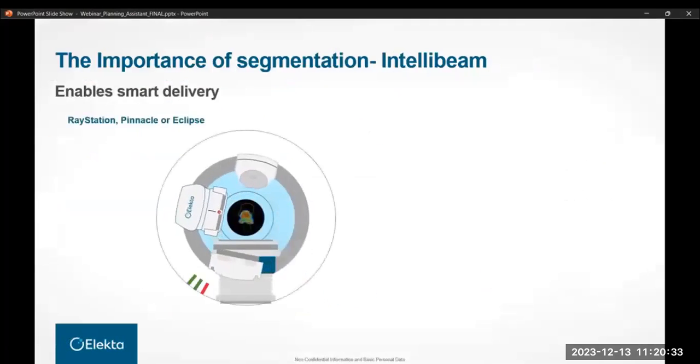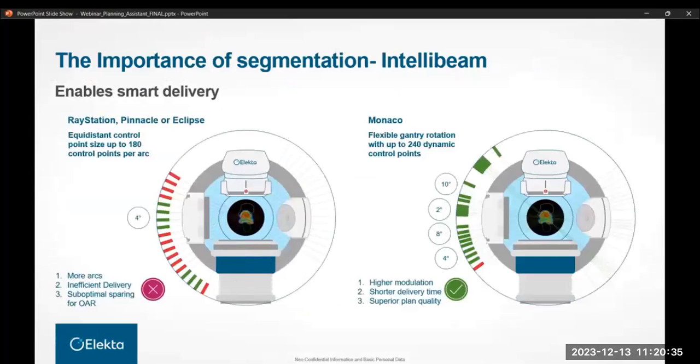The idea of IntelliBeam is really unique as well. So when we look at every other solution or every other combination, effectively you can have up to 180 control points per arc, and they have to be evenly spaced. Now, what that means is that if you don't get the modulation that you need within the planning system or the particular arc, effectively you have to add another arc in. There's really no other way to do it.